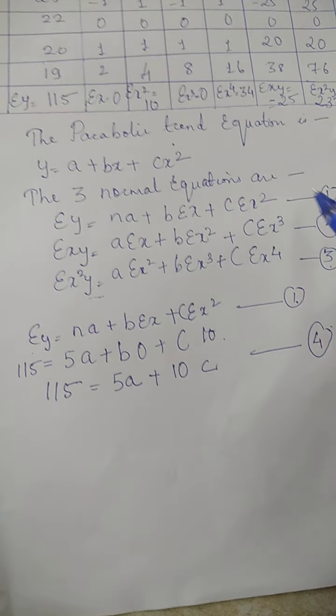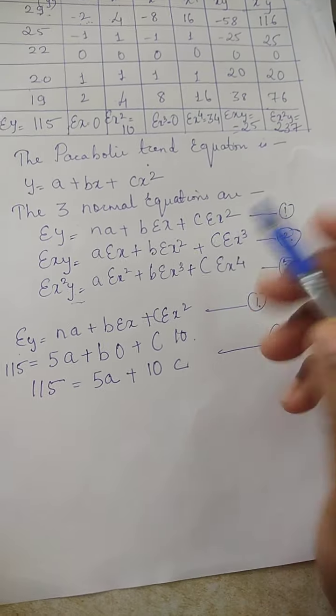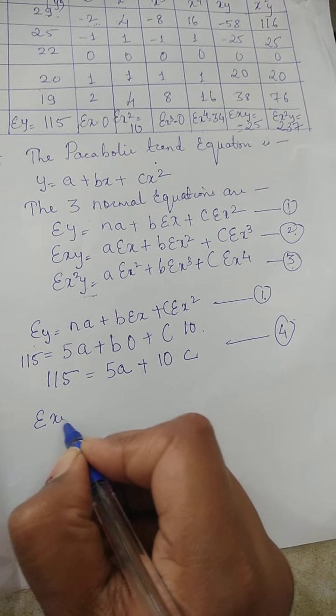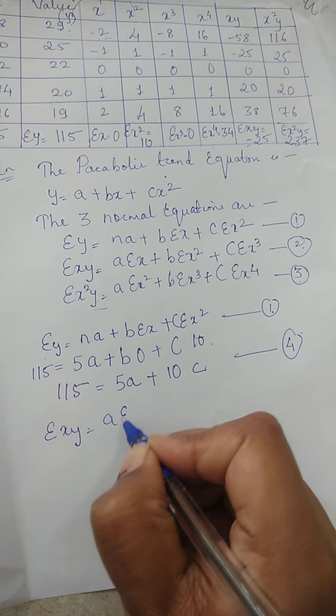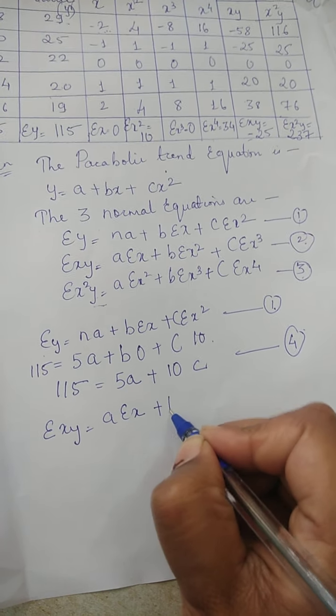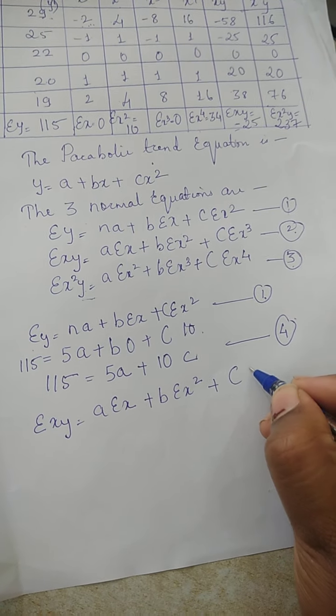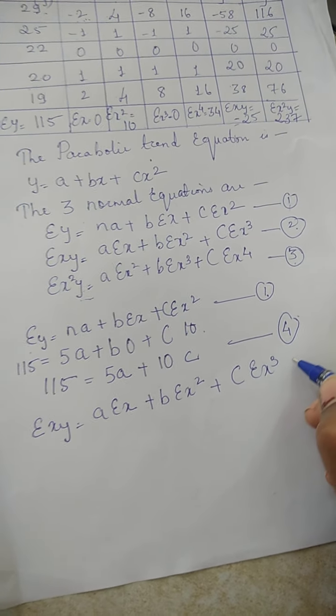Okay, now take equation number 2: summation xy is equal to a summation x plus b summation x square plus c summation x cube.